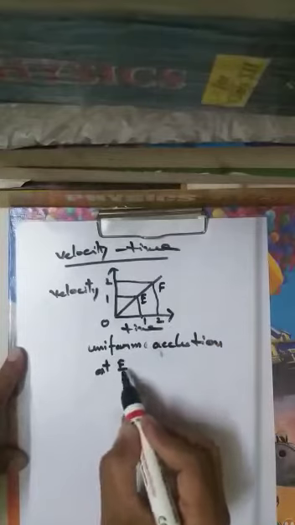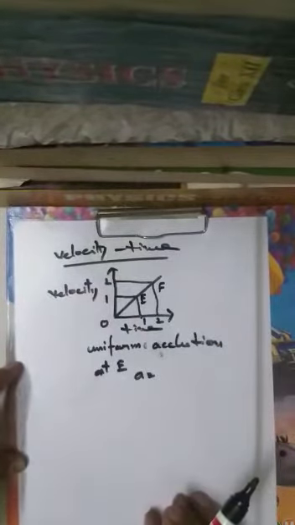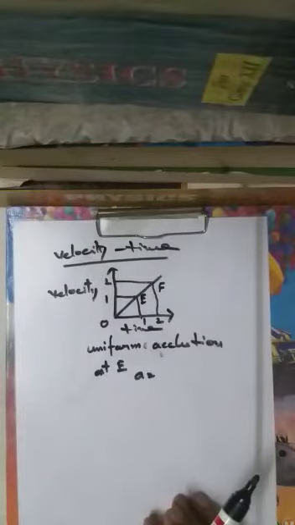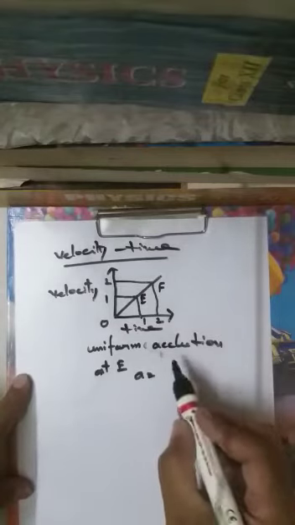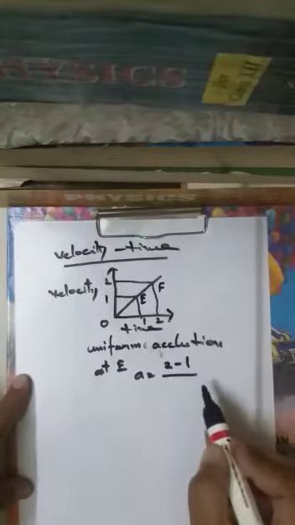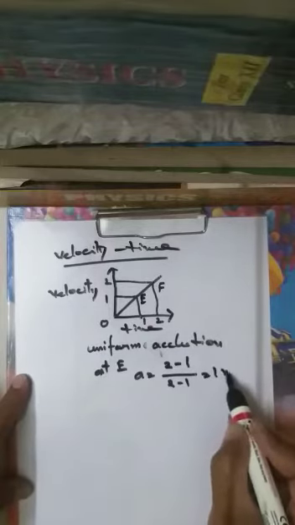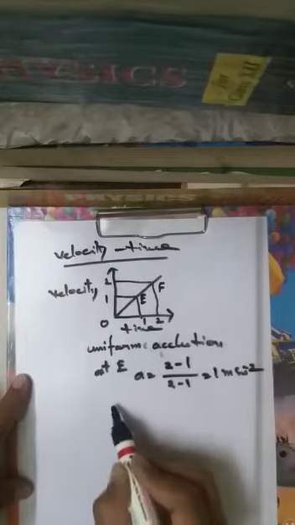At E, acceleration is change in velocity upon time, whereas change in distance upon time is the speed. Final velocity 2, initial velocity 1, final time 2, initial time 1, this gives 1 meter per second square.